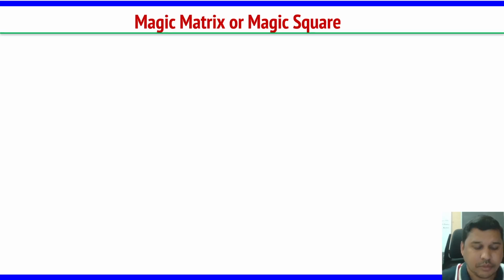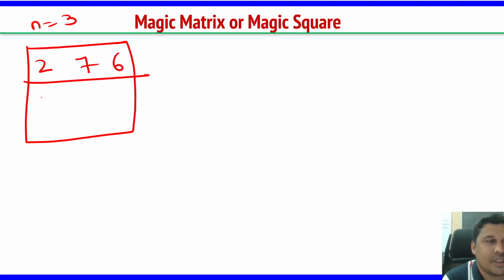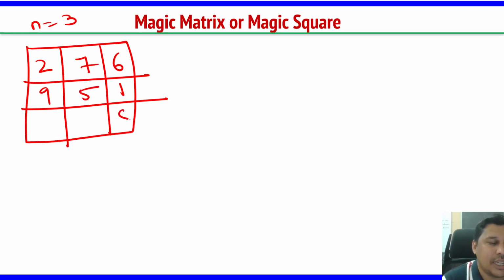Okay. So, for n value 3, we know the magic matrix is something like this. I will draw the box. Here we will have 2, then 7 and 6; then 9, 5, 1; and here it is 4, 3 and 8. This is the magic matrix of size 3 by 3.